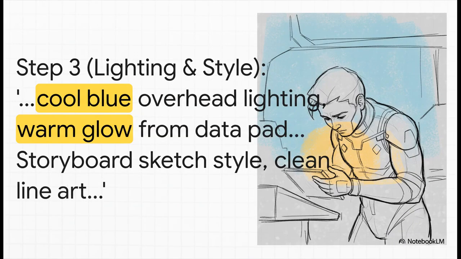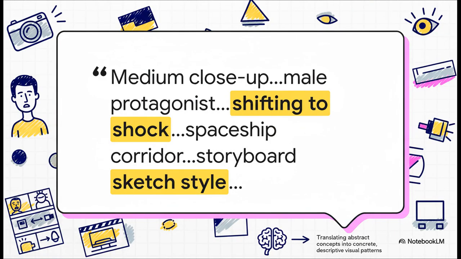And finally, we add those crucial artistic layers, lighting and style. And notice how specific we're getting. Cool blue overhead lighting, contrasted with a warm glow from the datapad. That creates mood, it creates drama. And most importantly for us, we specify storyboard sketch style to make sure we actually get a usable panel, not some weird photorealistic render. And there it is, the complete prompt.